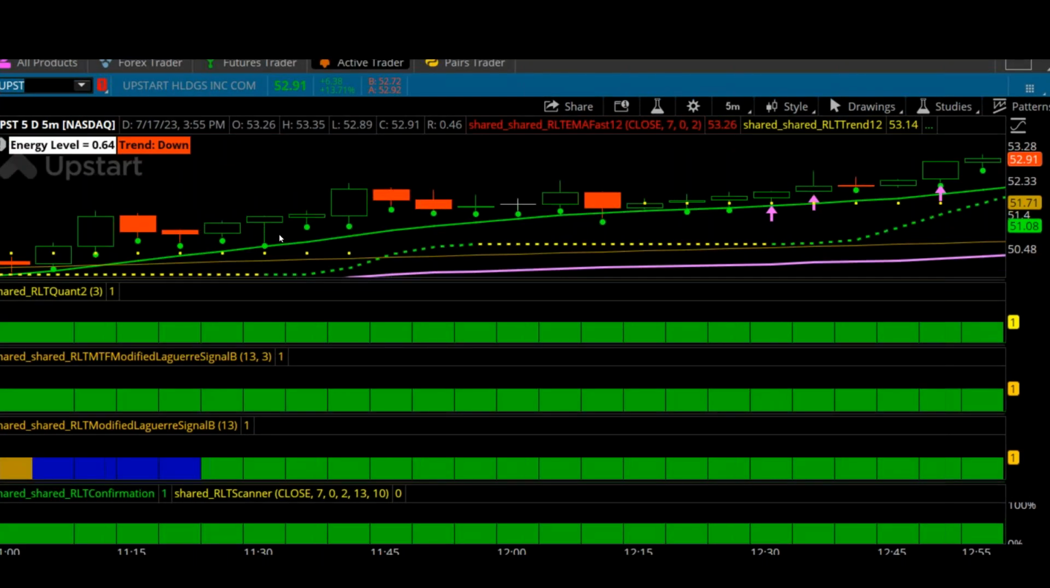UPST, this was a long trade. Now again, we're looking at the compass system. We're looking for blue and green. We're looking for blue and green here. So we look here, and there was some blue and green all the way across here.